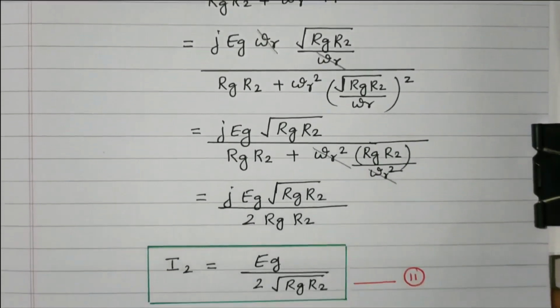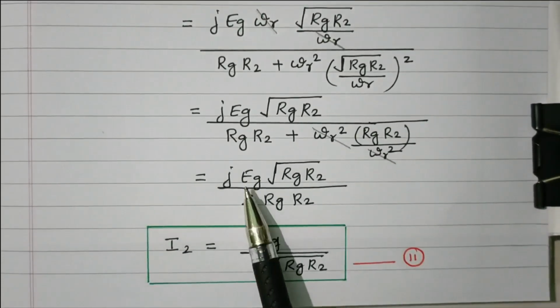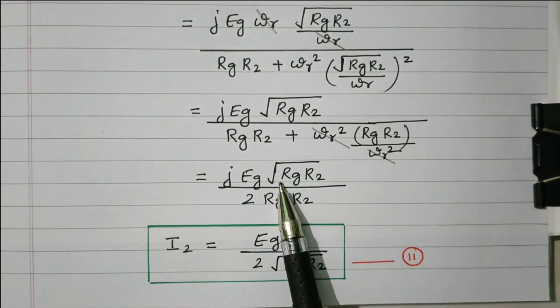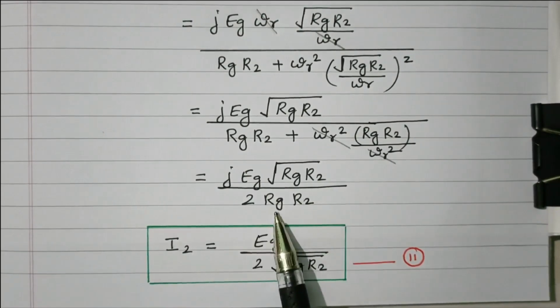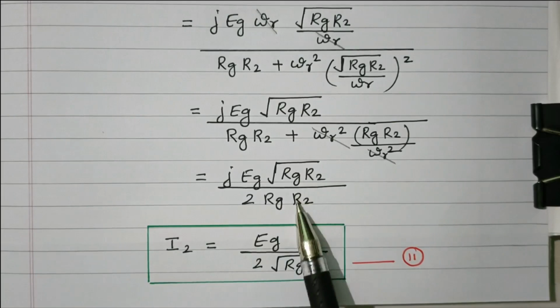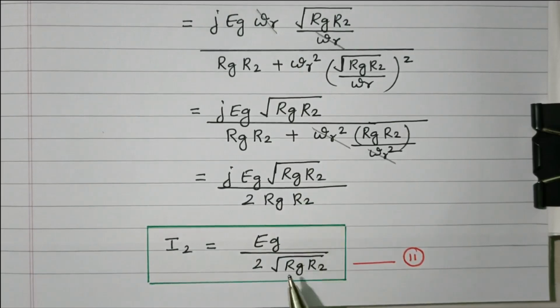So finally what we have, I2 maximum equals Eg times square root of Rg R2 divided by 2 Rg R2. Very similar to root 3 divided by 3, it is 1 divided by root 3. Like that, Eg divided by 2 square root of Rg R2. So this is the maximum value of current by substituting the M.